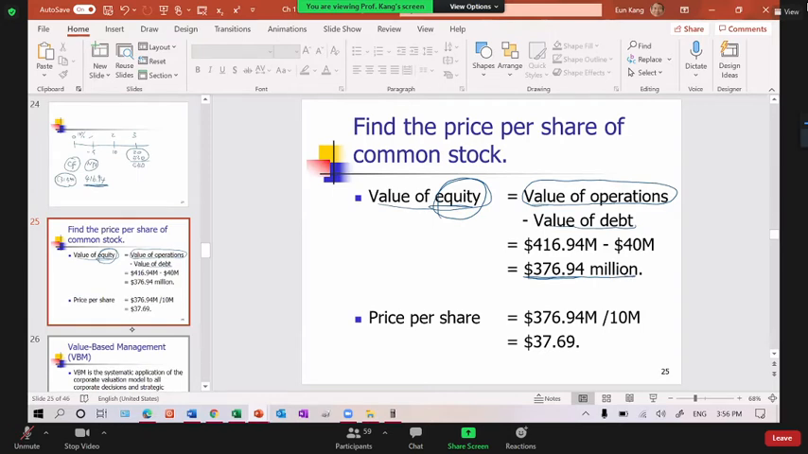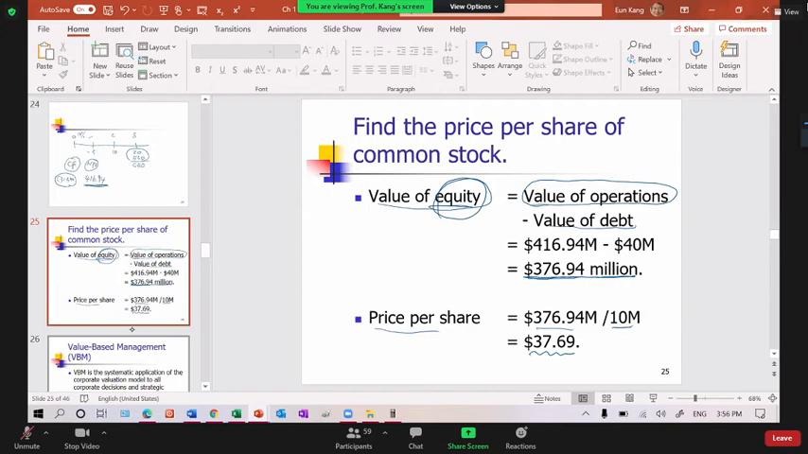Then 376.94 million. Then what? Price per share is this one, divide by 10 million shares. So answer is 37.69. So that is price per share. So that's very important. So that is how to calculate stock price when you evaluate the company. So this technique is very important.